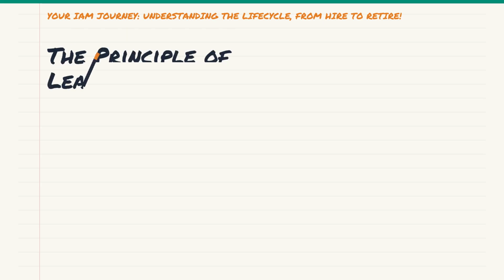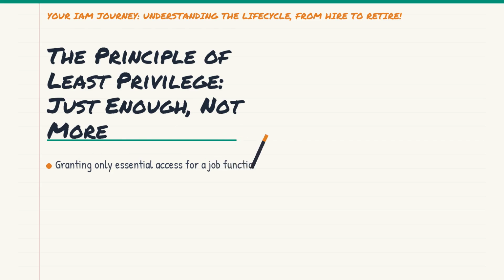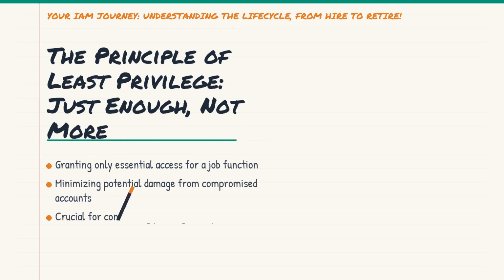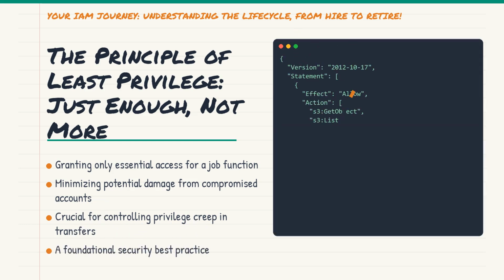A cornerstone of good authorization is the principle of least privilege, or POLP. This means giving users, or devices, or applications, only the minimum access they need to do their job, and nothing more.